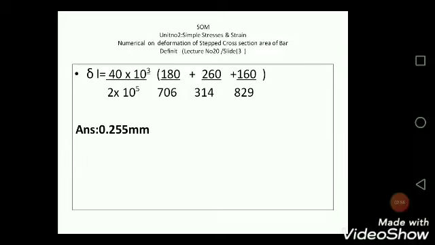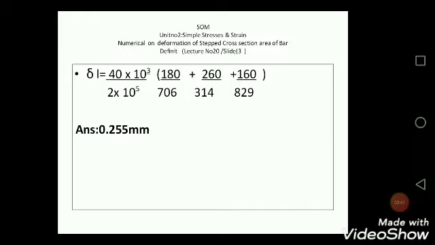Here we have substituted the value P 40 into 10 raised to 3 divided by E 2 into 10 raised to 5, in bracket. We have length L1 180, A1 706, L2 260, A2 314, L3 160, A3 829. Solving, we get delta L is equal to 0.255 mm. I hope you understood the problem.